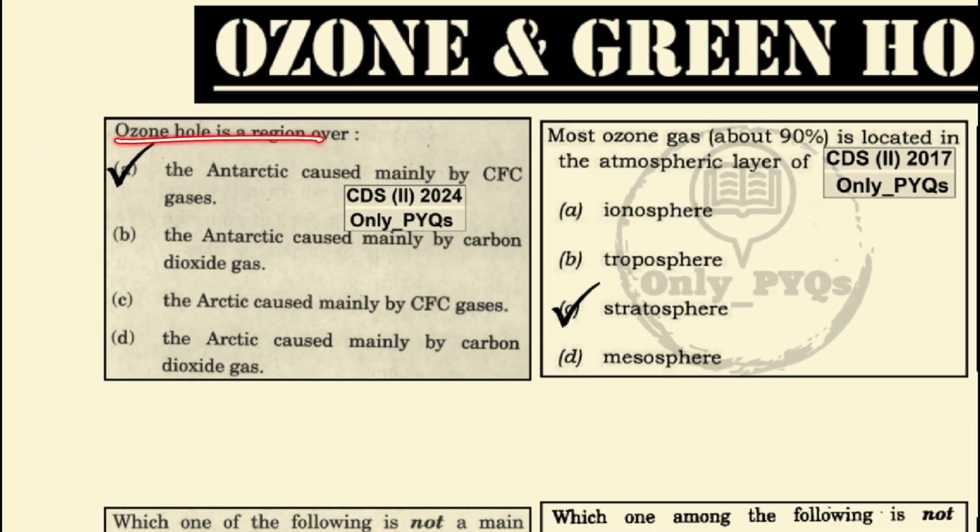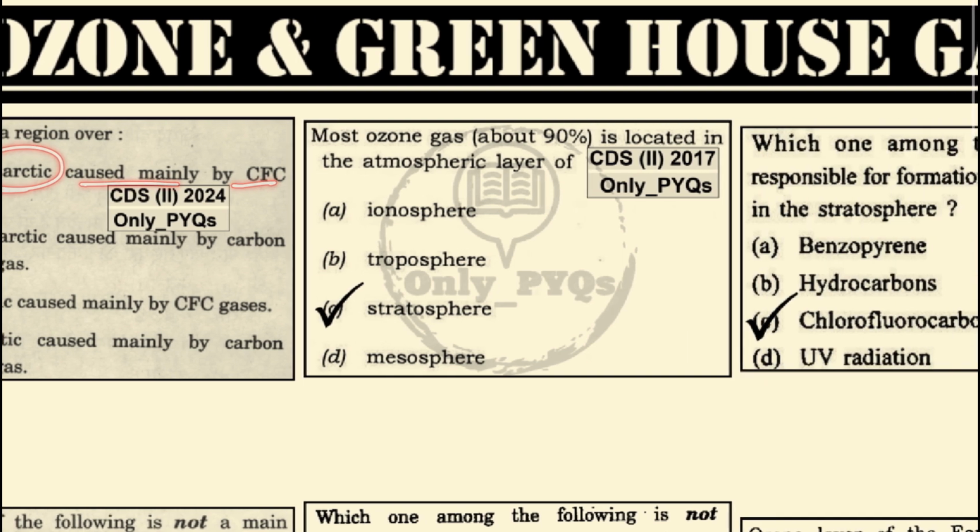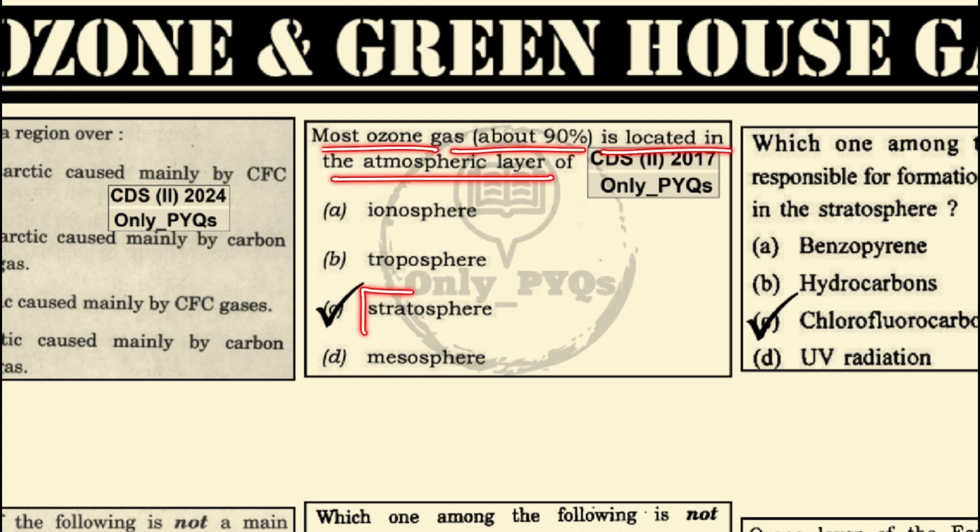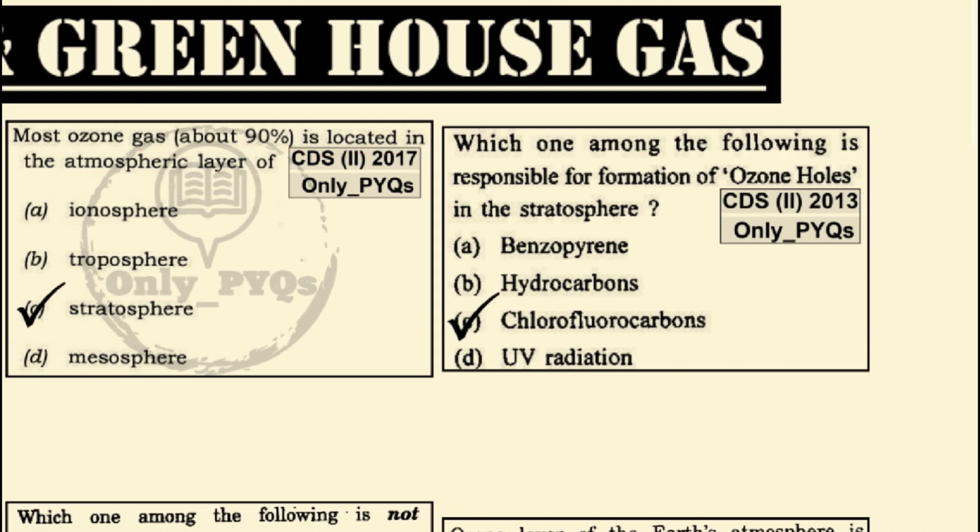Ozone hole is a region over Antarctic, which is caused by CFC gases. Most ozone, about 90%, is located in the atmosphere layer which is the stratosphere. Which one among the following is responsible for formation of the ozone hole in the stratosphere? It is the chlorofluorocarbons.